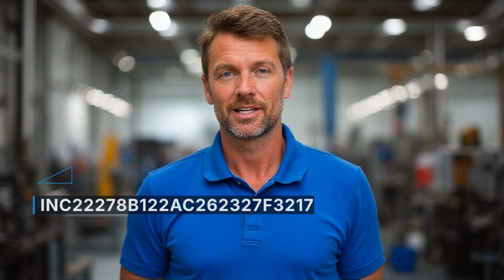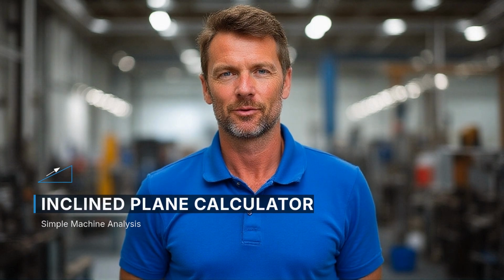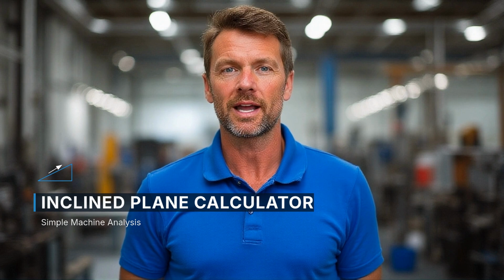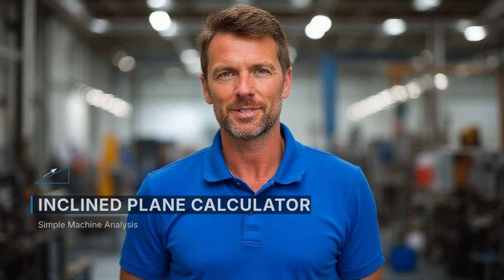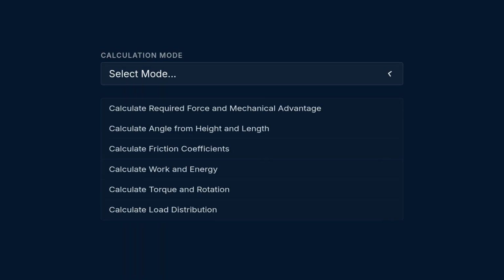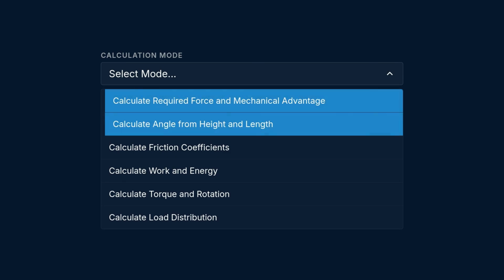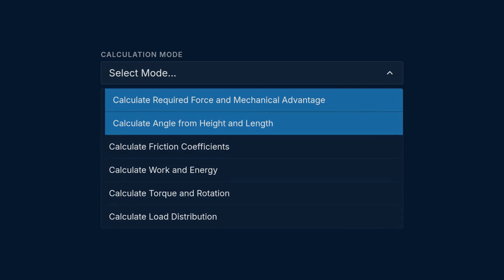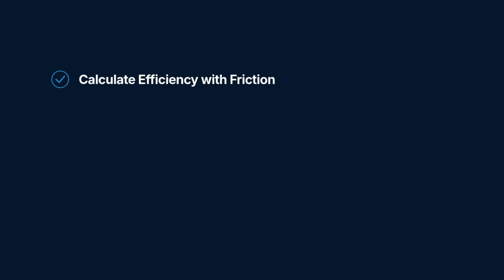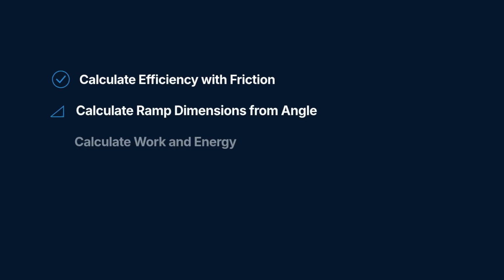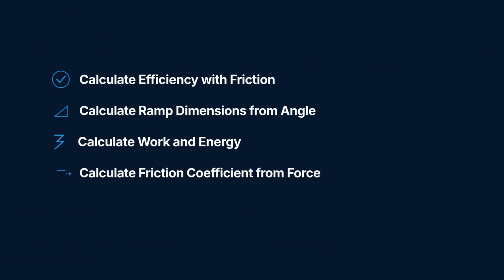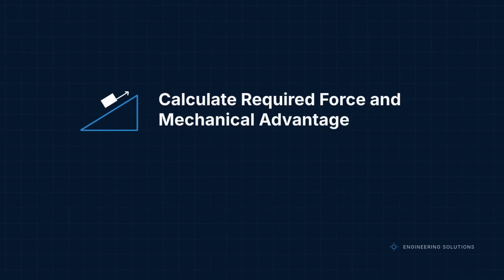This is the Simple Machine Inclined Plane Interactive Calculator, which analyzes forces, work, and efficiency for objects on ramps. The calculator has 6 calculation modes in the drop-down menu: calculate required force and mechanical advantage, calculate angle from height and length, calculate efficiency with friction, calculate ramp dimensions from angle, calculate work and energy, and calculate friction coefficient from force. For this demonstration, I'm using calculate required force and mechanical advantage.